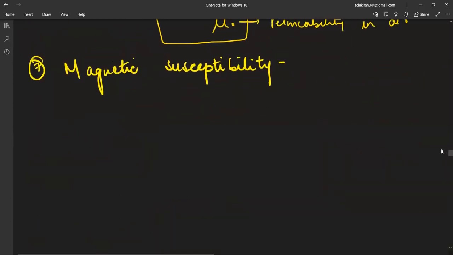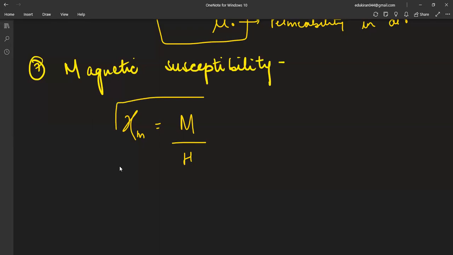See, when we talk about magnetic susceptibility, it's the ratio of intensity of magnetization to magnetic field intensity. We have a symbol for it, similar to X. We call this chi, and we write it as chi m for magnetic susceptibility. So magnetic susceptibility is intensity of magnetization to magnetic field intensity. This is the ratio which gives you magnetic susceptibility: intensity of magnetization by magnetizing field intensity.